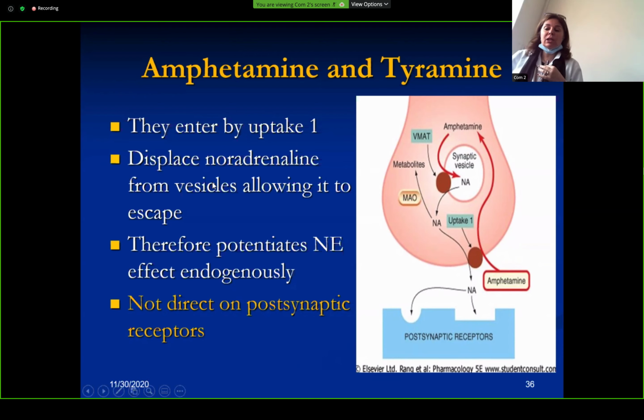One displaces noradrenaline from the vesicle, allowing it to escape. So you have more norepinephrine, therefore potentiating the norepinephrine effect endogenously. It's not a direct effect on the postsynaptic receptor. It's more about the transmitter and the storage.